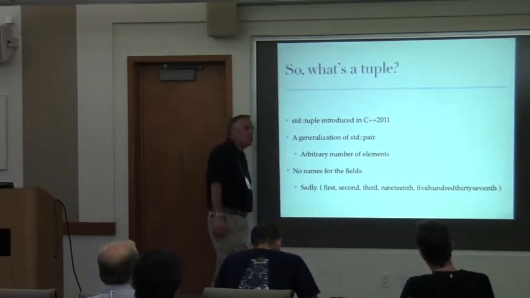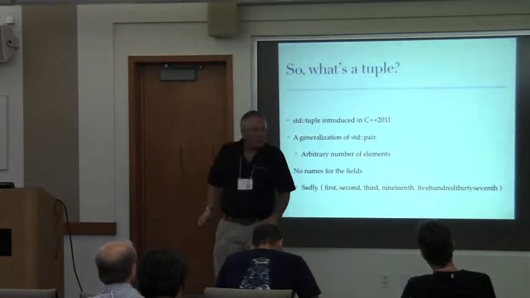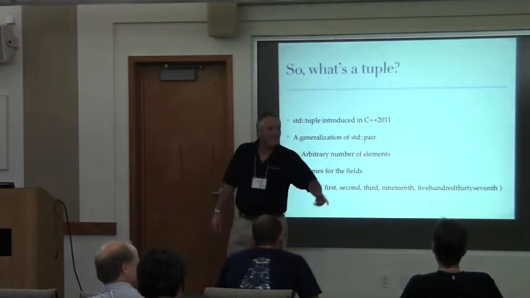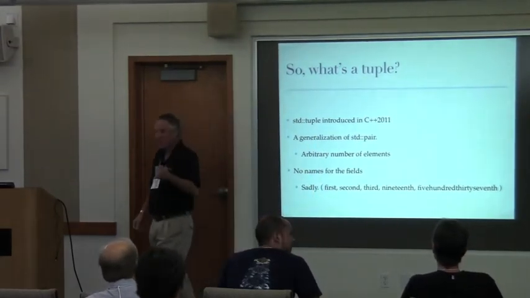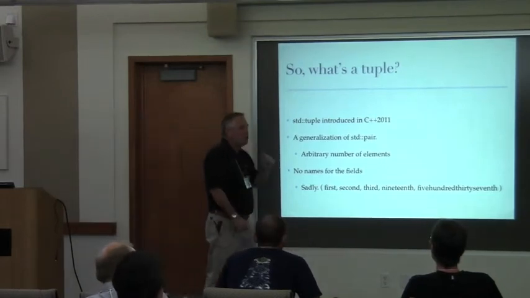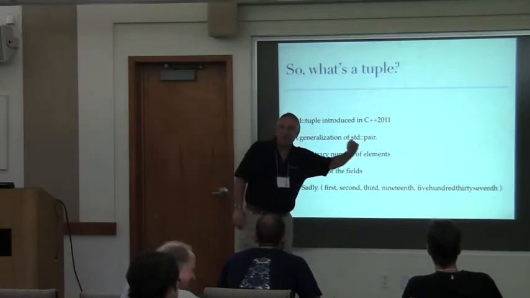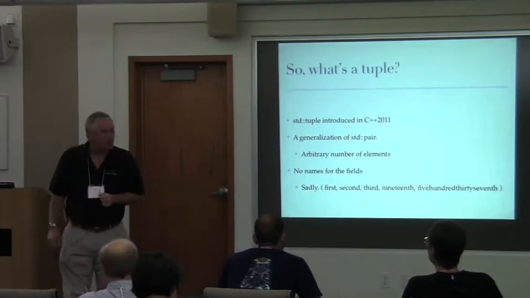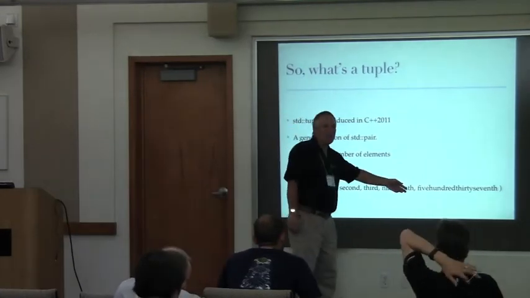Sadly, in tuple, we don't have names for the fields. I thought it would be pretty cool to have names like 19th and 537th. Come to my talk. Sebastian says, come to his talk, which is in this room right after mine, where he will show you how to overload the dot operator and be able to give names to fields on tuples. 537th, I like it. Although after a while, this gets a little long to type.